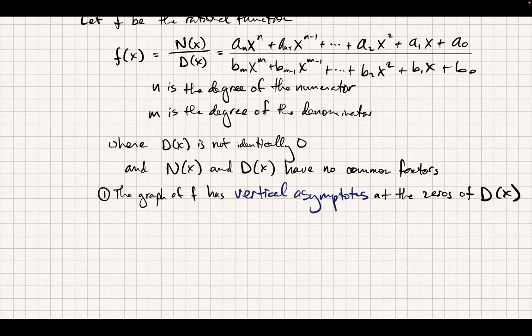And that makes sense, right? Why does that graphically make sense? Because when d of x is 0, the whole denominator is undefined, and undefined is the place where a vertical asymptote exists. Right. A zero for the denominator polynomial means that you're dividing by 0, so you're going to have a vertical asymptote there.